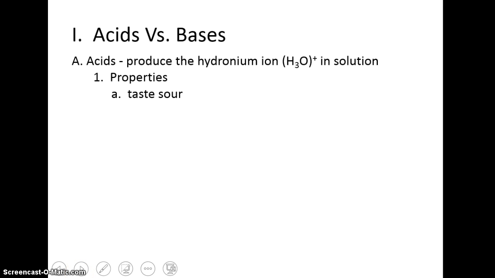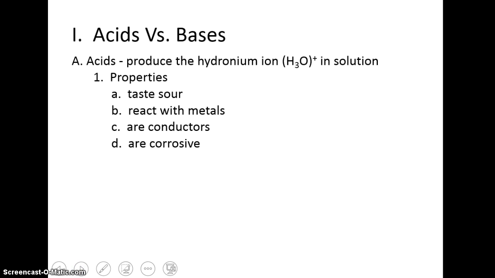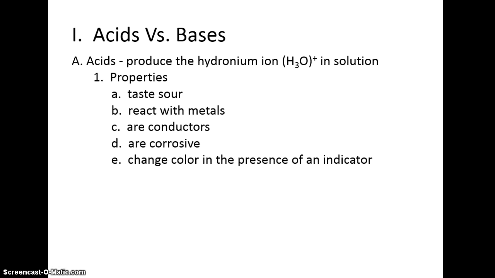The properties of acids are they taste sour, they react with metals, they're conductors, they're corrosive. Corrosive just means it kind of decays away. And they change color in the presence of an indicator. An indicator is any substance that changes in the presence of an acid or a base.